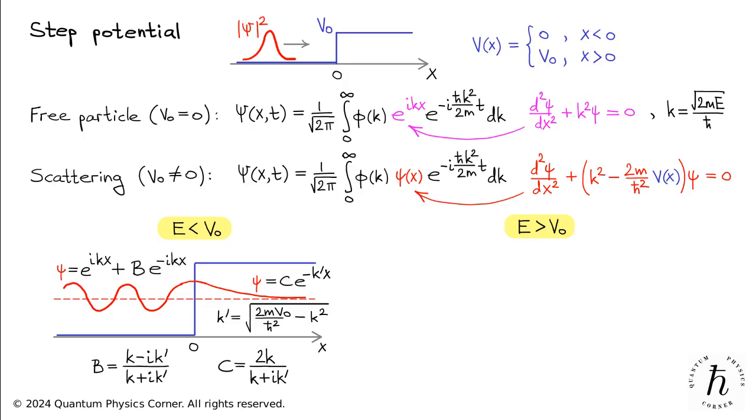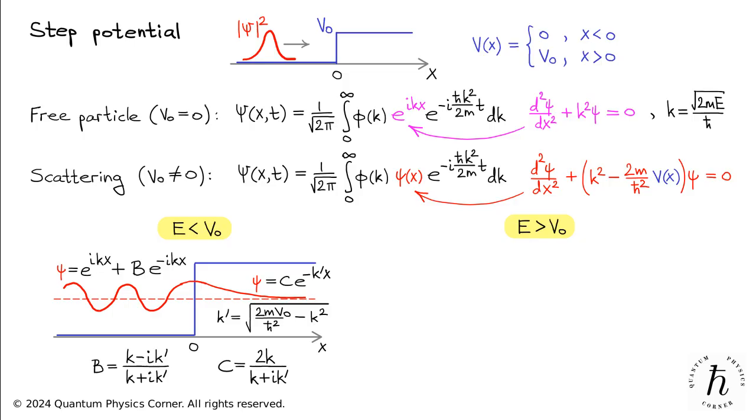The fact that the amplitude c is generally non-zero means that the wave function of a particle with energy E smaller than the potential step can actually penetrate the step. Classically, this would be impossible, as the potential energy of a particle cannot exceed its total energy. This counterintuitive behavior of quantum particles is known as quantum tunneling. We will explore this fascinating phenomenon in greater detail in the final part of this course.